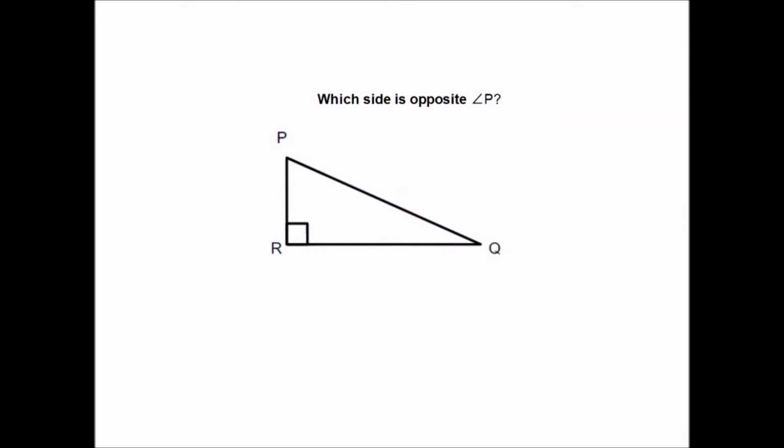Which side is opposite angle P? Again, there's the hypotenuse. That's not going to change. Opposite angle P would be QR. And then adjacent to P would be, there's our reference angle, there's our hypotenuse, so it would be PR. And I did that just to show that the adjacent and opposite sides of a right triangle depend upon which angle you're focusing on. Again, I call that the reference angle.